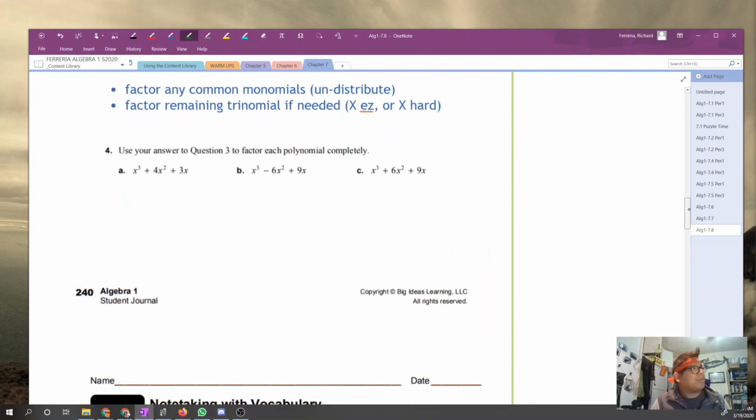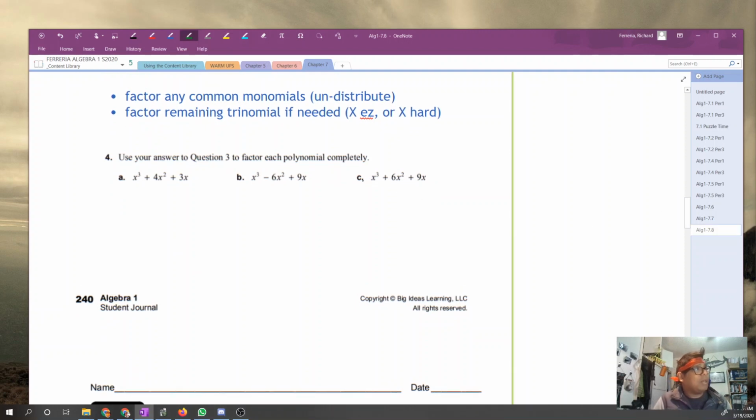We're going to use your answer to question 3 to factor each one completely. Let's take one of these. I choose letter C. X cubed plus 6x squared plus 9x. Let's see, all three of those terms have an x on it, so I'm going to just put an x. The greatest common factor of 1, 6, and 9 is 1. Only a 1 will divide into all three of those. I'm going to put that silent 1 there. Okay, so really x is the only common monomial I have.